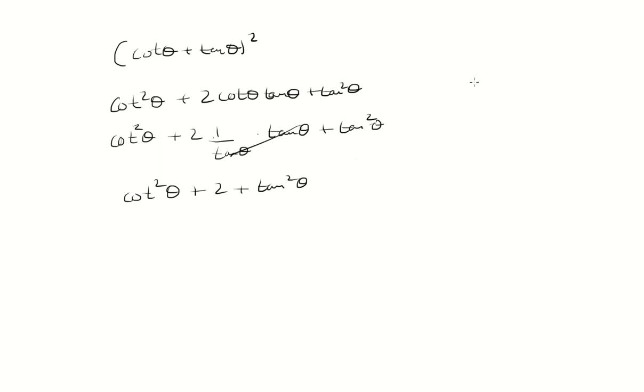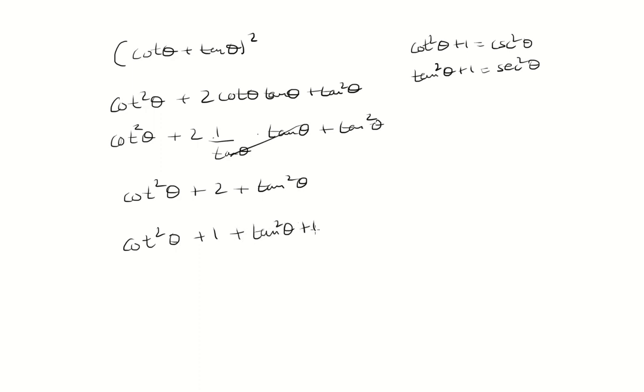Now we want to use the Pythagorean identities. So we know that cotangent squared plus 1 is cosecant squared, and then tangent squared plus 1 is secant squared. So I have cotangent squared, I have tangent squared, and I have 2. The 2 is going to be broken up into 1 and 1. So the 2 will go over here.